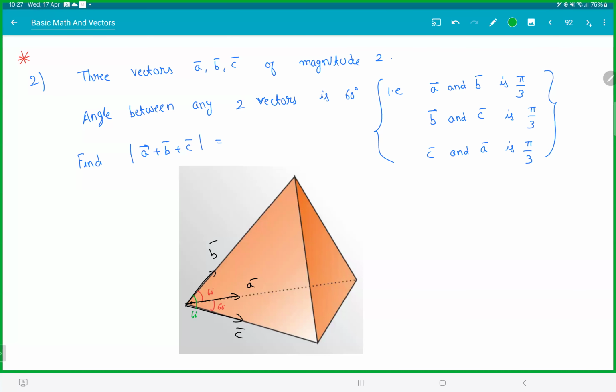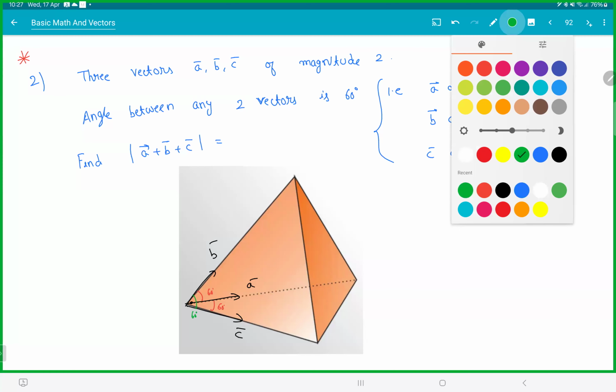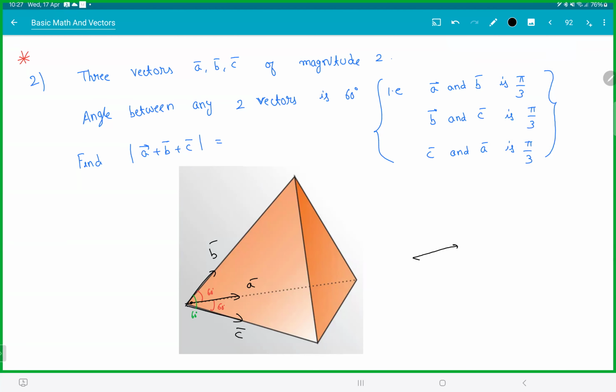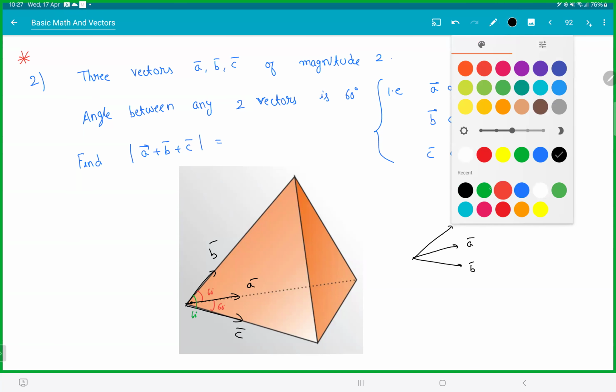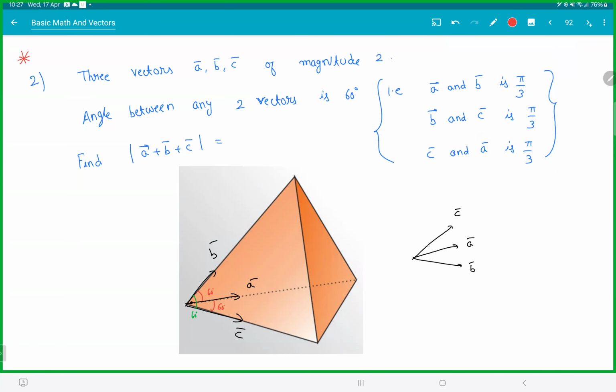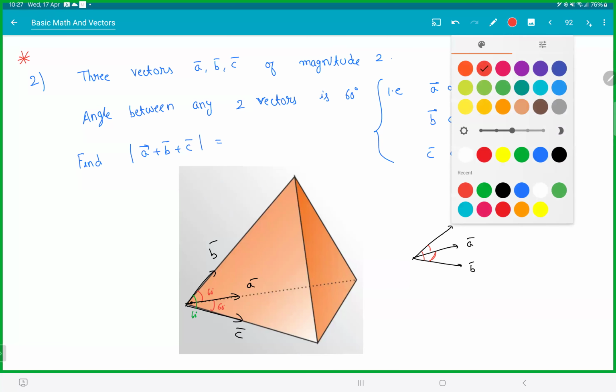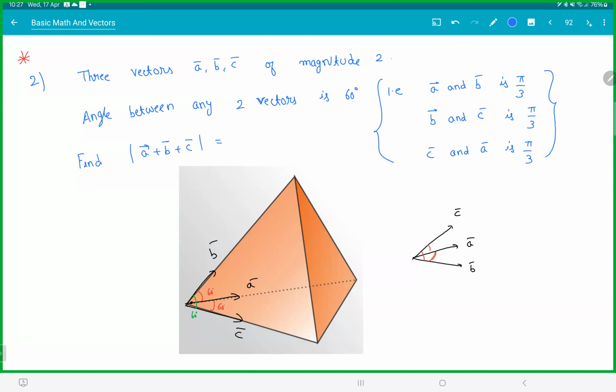Is it understandable how? The 3 vectors are out of plane. Like this. A bar, B bar, C bar. They can't be in the same plane. That is the way you can get 60 degrees: 60, 60, 60. So I want you to find the resultant of these three vectors. Clear? Think about how to do it. It's a good question. This is a pretty good one.